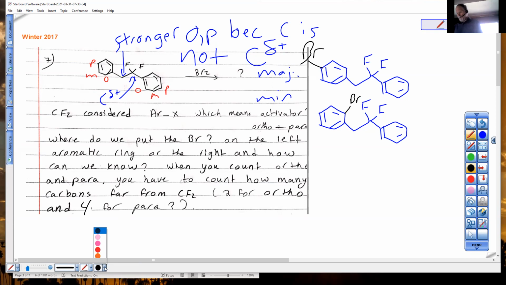And our numberings would go 1, 2, 3, 4. Oops, I was inconsistent there. 1 is where the group is. 2 is the ortho position. 3 is the meta position. 4 is the para position. And I think we got that covered.